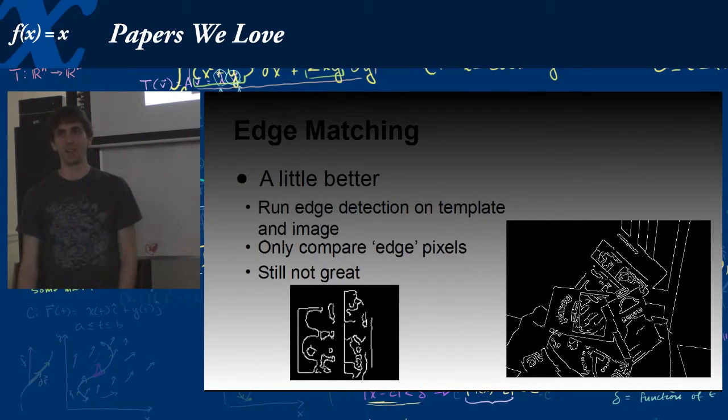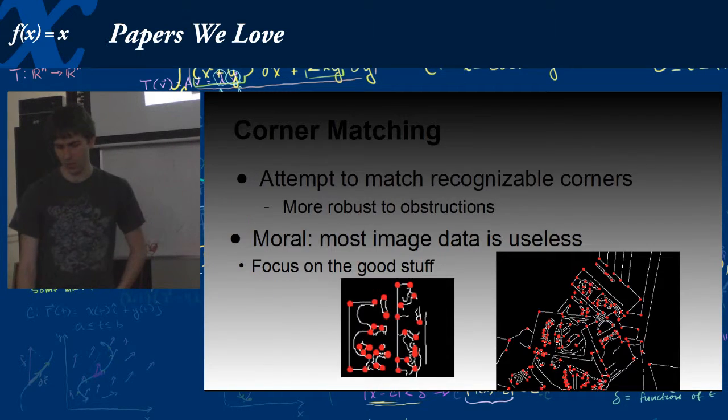Still not great. It still doesn't deal with obstructions very well. It's still kind of slow, and edges are kind of finicky, because identifying something as an edge of an object versus an edge inside the object is really, really tricky, and humans can do it quite well, computers not so much. Taking a step further, well, if edges don't work, let's go even smaller in the dimensional scale and go to just the corners.